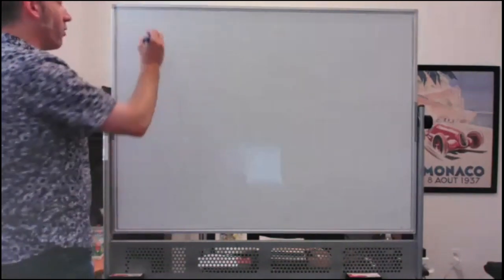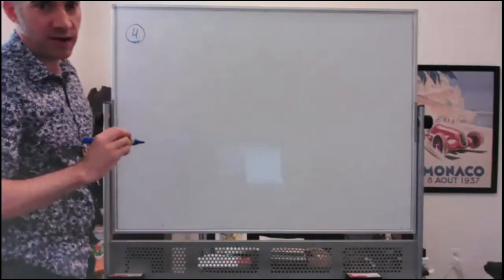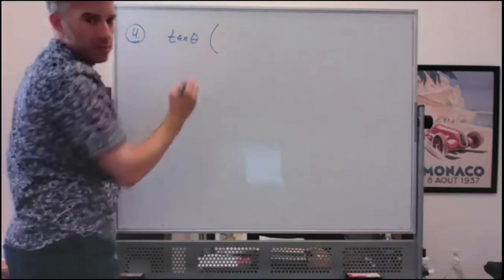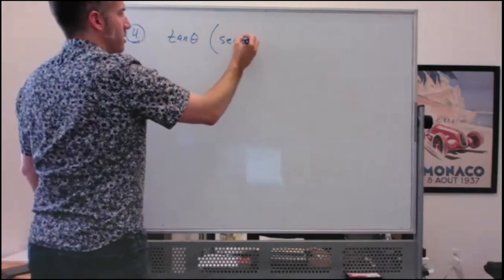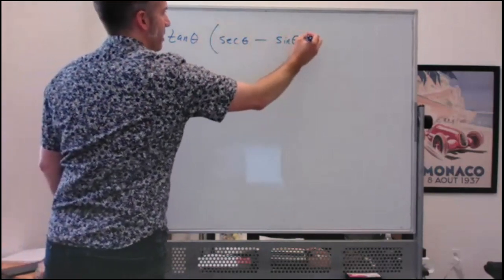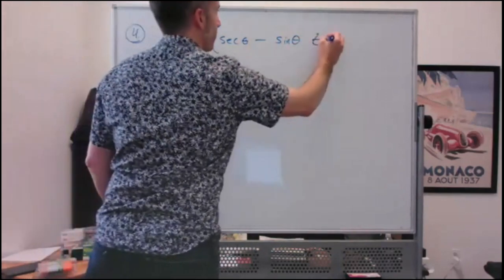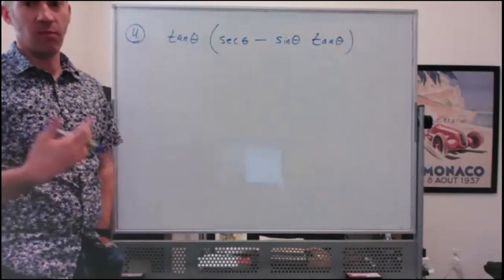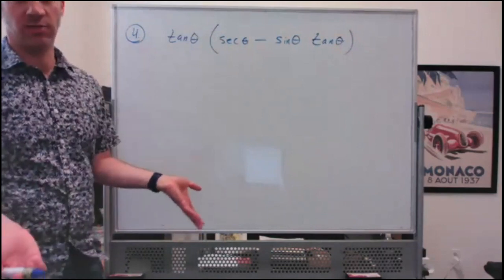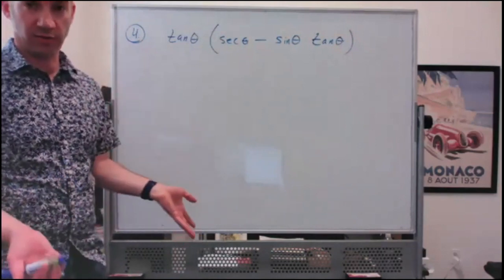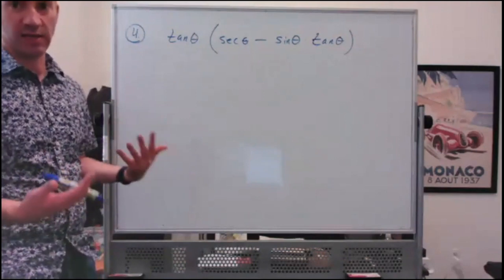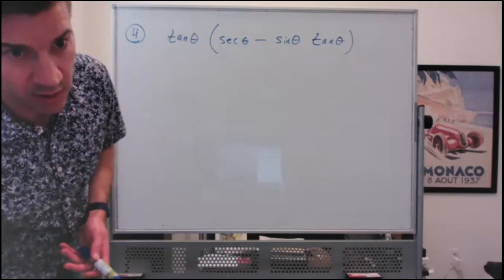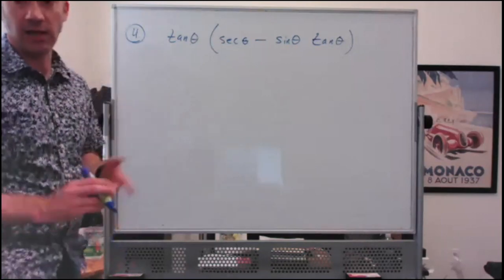So the following question, number 4. Simplify the following to a single trigonometric term. We have tangent of theta times secant of theta minus sine of theta times tangent of theta. My go-to number one thing when I'm trying to simplify something down to one single trigonometric term is to write things in terms of sines and cosines first. So I'm going to write anything that's not sine or cosine, so tangent, secant, cotangent, cosecant, as what it is in terms of sine and cosine.